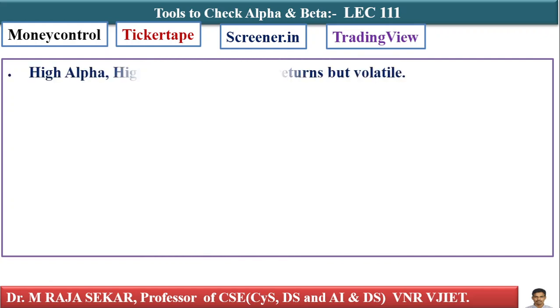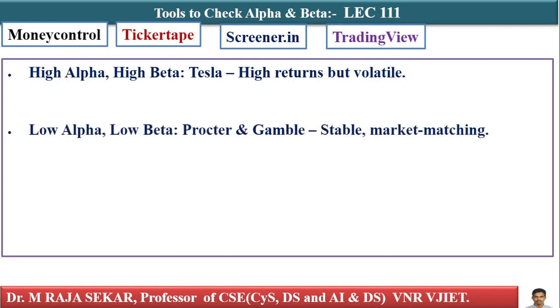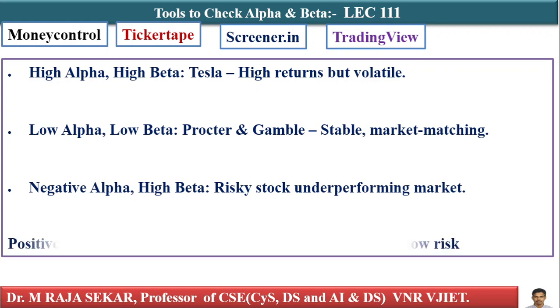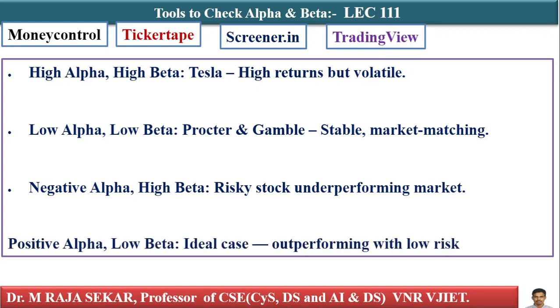There are several websites. If you observe, Tesla is an example for high alpha, high beta, which means it will give high returns but is volatile. In a similar manner, low alpha, low beta, for example Procter and Gamble. In a similar manner, negative alpha with high beta, and positive alpha with low beta.